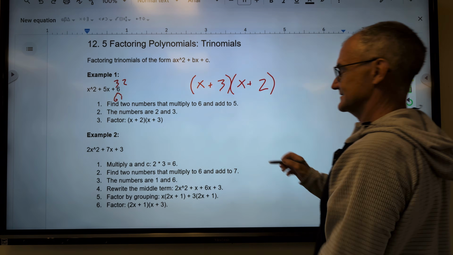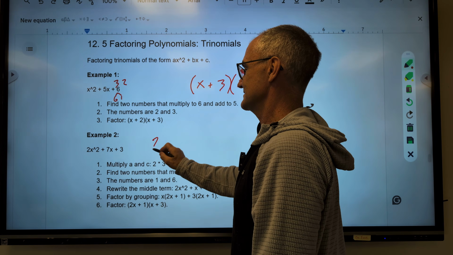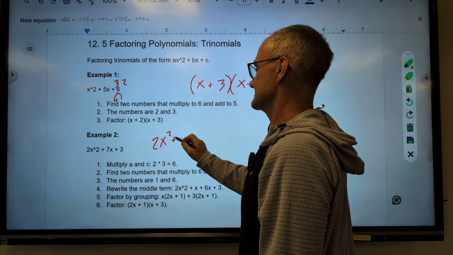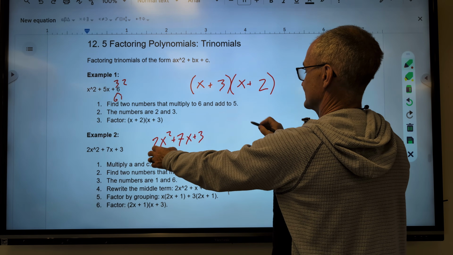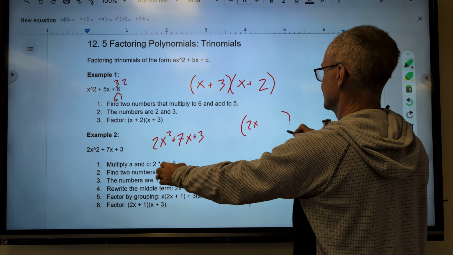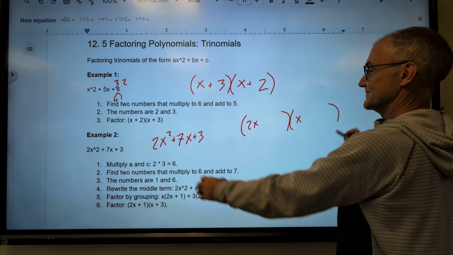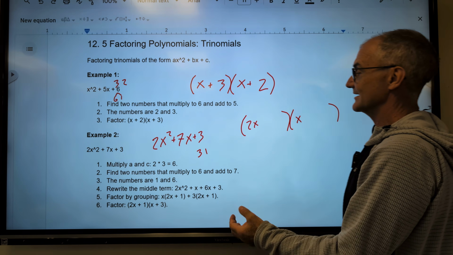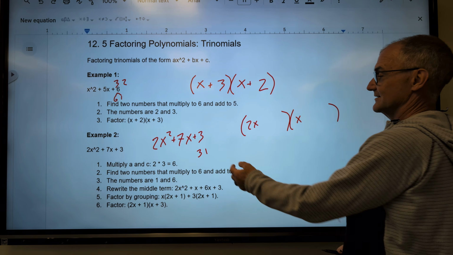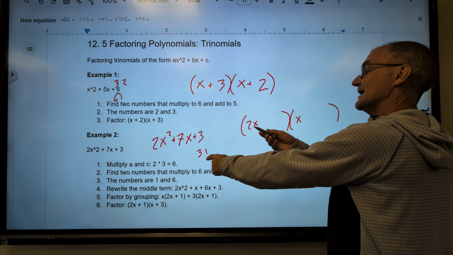All right, let's take a look at this example here. 2x squared plus 7x plus 3. Only factors of 2x squared are a 2x and an x. Only factors of 3 are a 3 and a 1. Somehow I got to get a 7 out of that. 3 and a 1 won't give me a 7, but I have that 2.